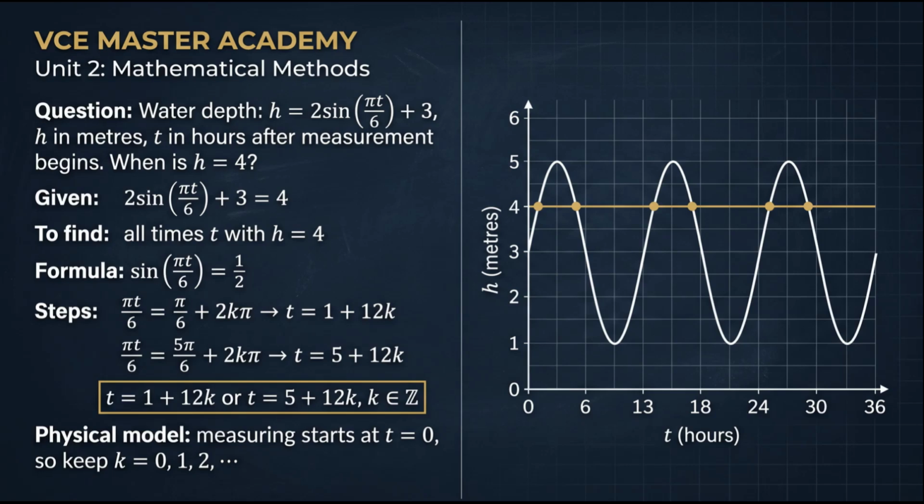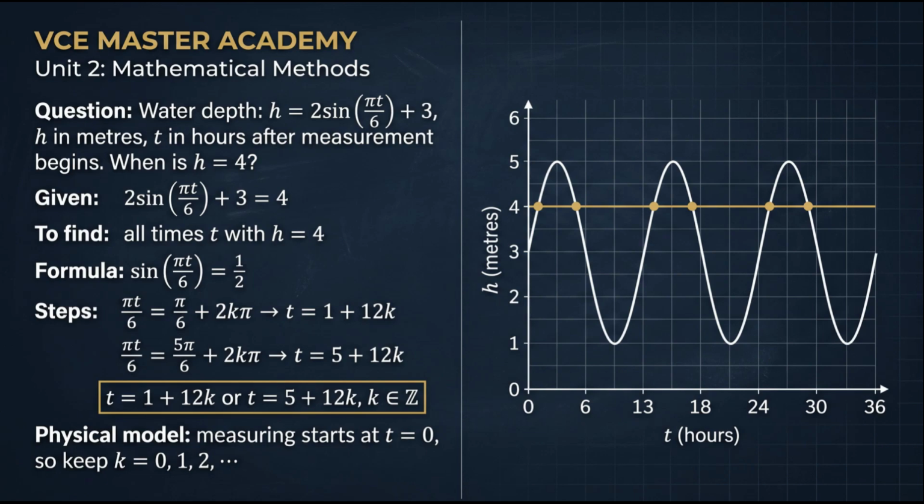First, solve the angle. Pi t over 6 equals pi over 6 plus 2k pi, or 5 pi over 6 plus 2k pi. Now solve for t. Multiply everything by 6 over pi. t equals 1 plus 12k, or t equals 5 plus 12k. k is any integer. That is the complete mathematical answer. Look at the graph. 1 o'clock and 5 o'clock, then 13 and 17, then 25 and 29. The tide breathes every 12 hours. Our families catch every breath.